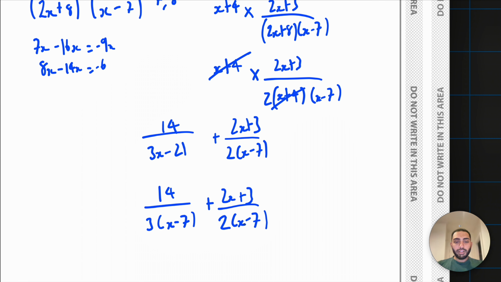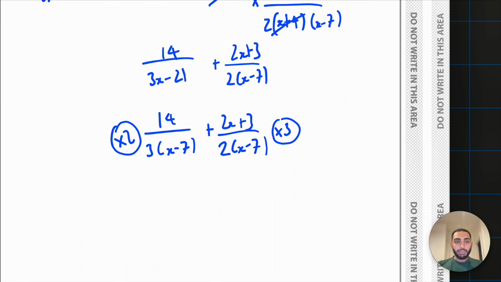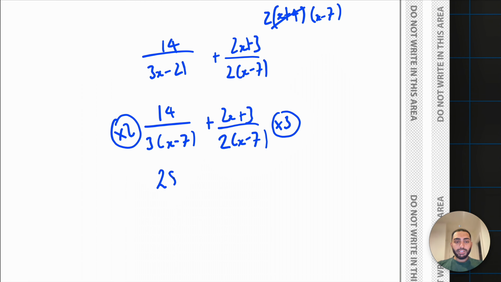I've got this x minus 7 that's already common, so I need to try and make this 3 and this 2. What's the lowest common multiple of 3 and 2? That'd be 6. So I want to get this left one to 6, so I'm going to multiply everything by 2. I want to get this right one to 6, so I'm multiplying everything by 3. If I multiply everything by 2 here, I get 28 over 6 bracket x minus 7 plus, multiplying everything by 3, so it's going to be 6x plus 9 over 6 bracket x minus 7.